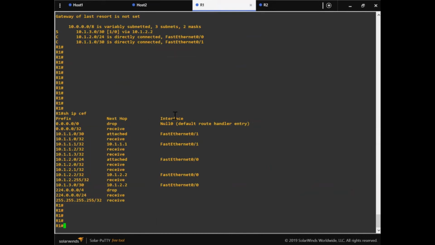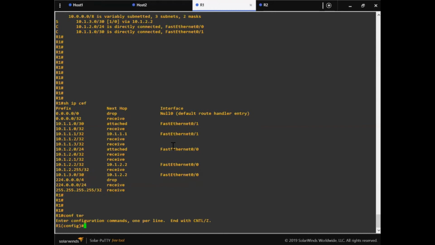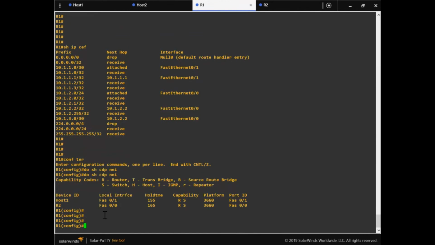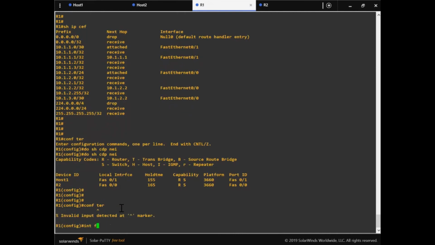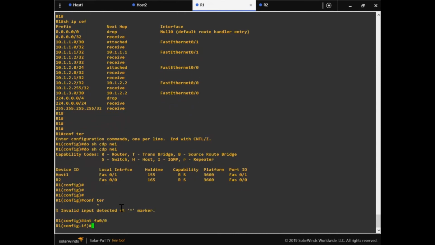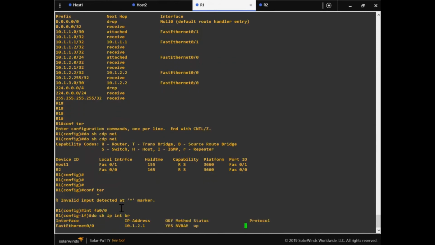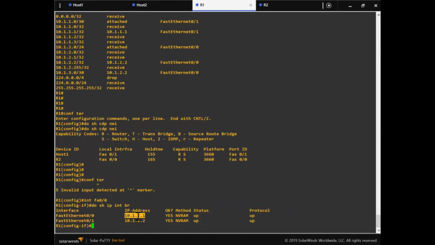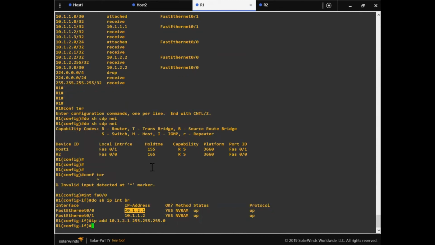Maybe let me show you one example by changing the interface. Config terminal, do show CDP neighbor. So I have R2 on FastEthernet 0/0. In FastEthernet 0/0, what is my IP? Do show IP interface brief. This is my IP with /30 subnet. Okay, what I am doing is I am putting IP address 10.1.2.1 instead of /30. I am just using maybe /24.